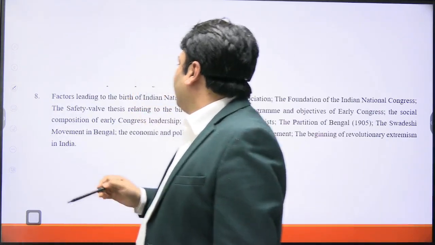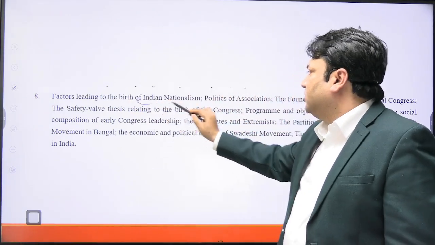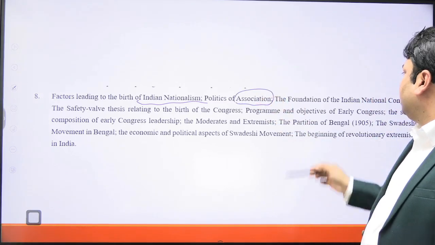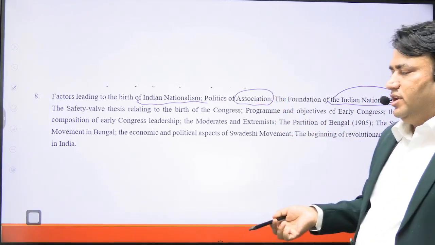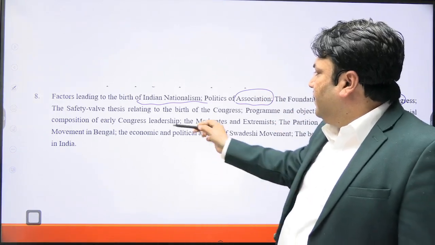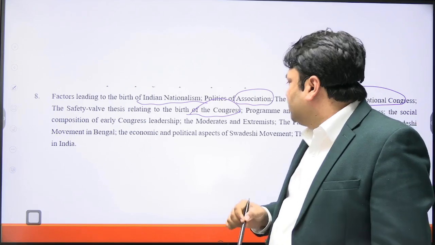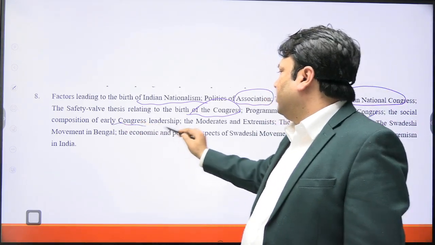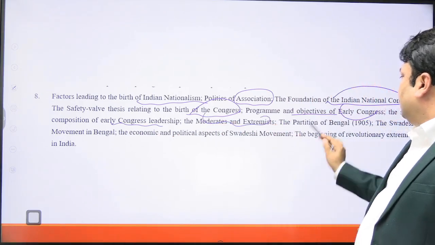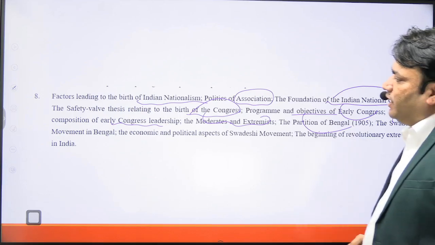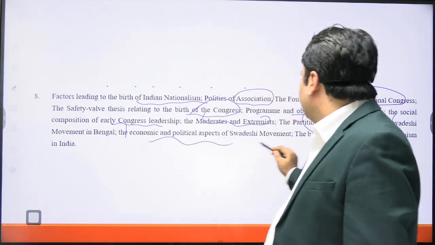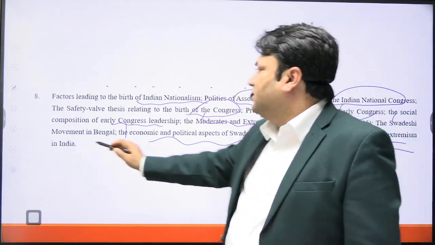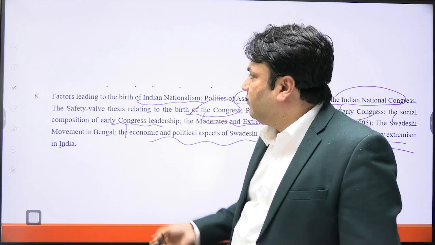Now the next topic is factors leading to the birth of Indian nationalism, politics of associations, foundation of the Indian National Congress, the safety valve theory relating to the birth of the Indian National Congress, programs and objectives of early Congress, the social composition of early Congress, leadership, moderates and extremists, partition of Bengal, Swadeshi movement in Bengal, economic and political aspects of the Swadeshi movement, and the beginning of revolutionary extremism in India. This topic we need to cover.